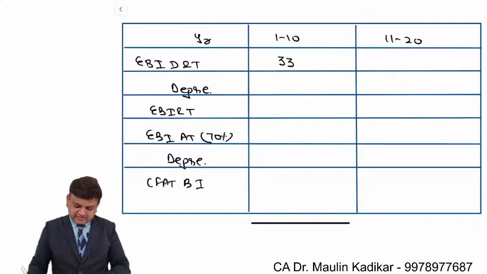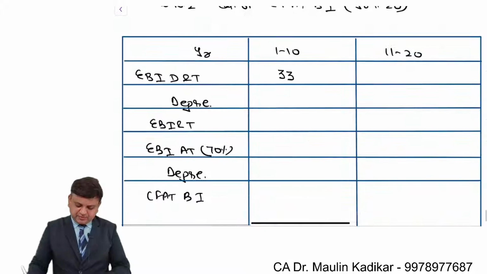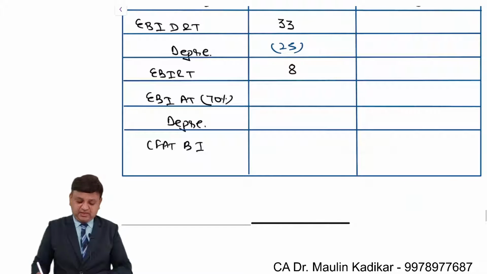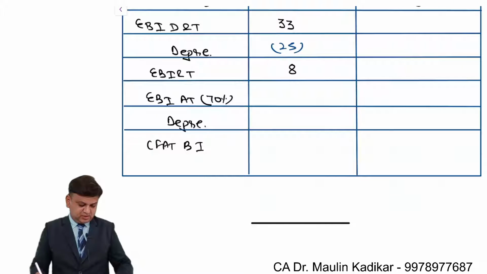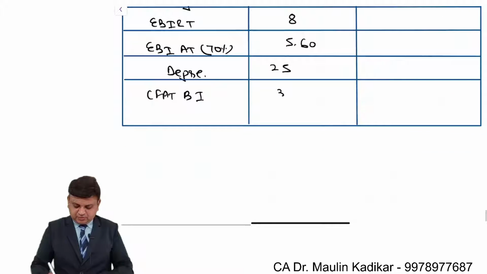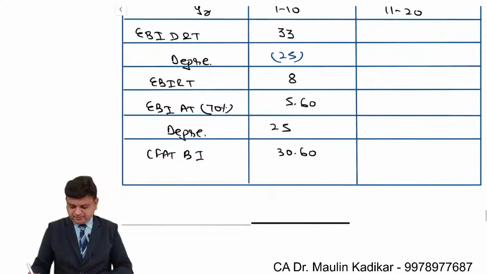So 33 minus depreciation, amount of depreciation is 25. So operating income is 8, 30% is 6. So 8 into 0.7 is 5.6. Depreciation is a non-cash item, so it is added back. So it comes to 30.6.